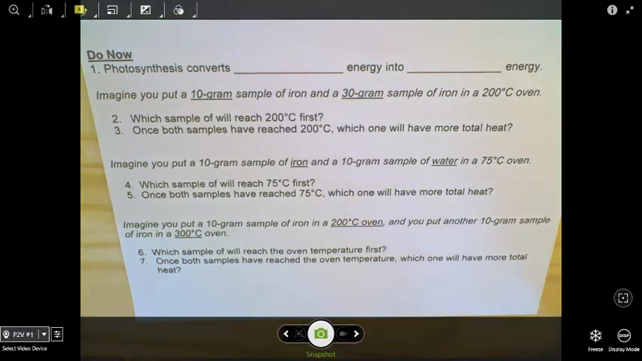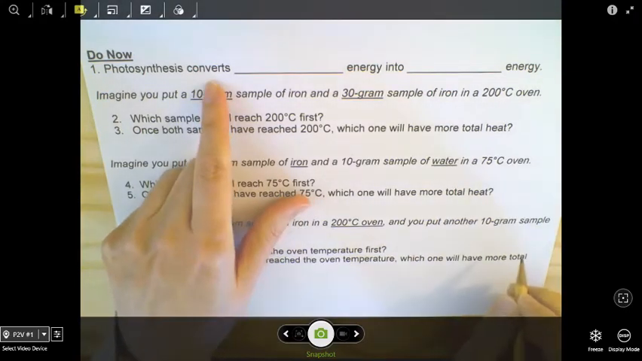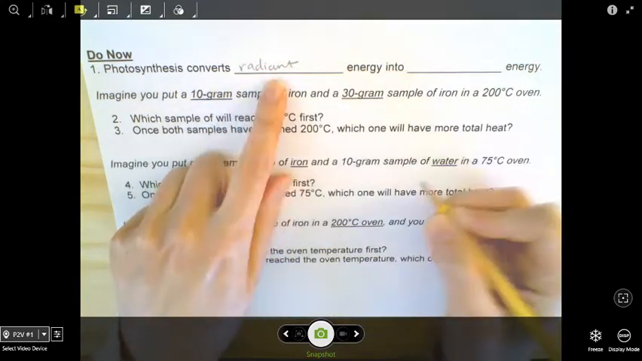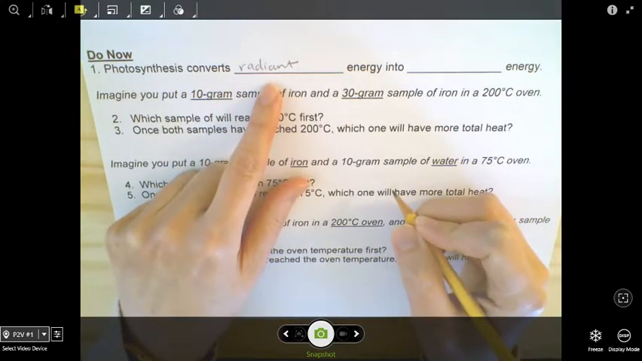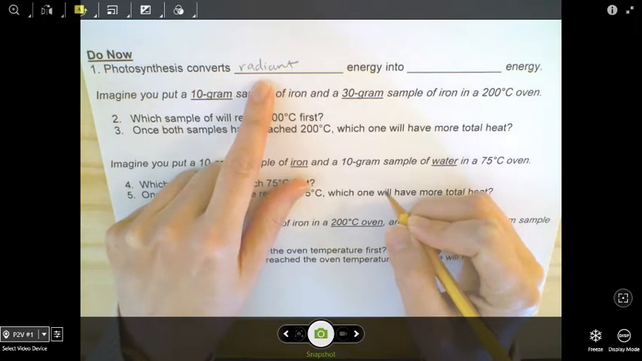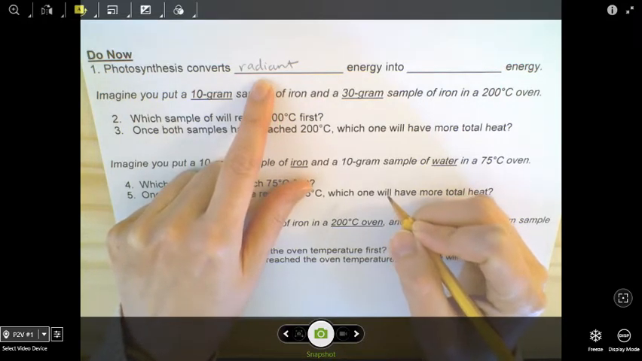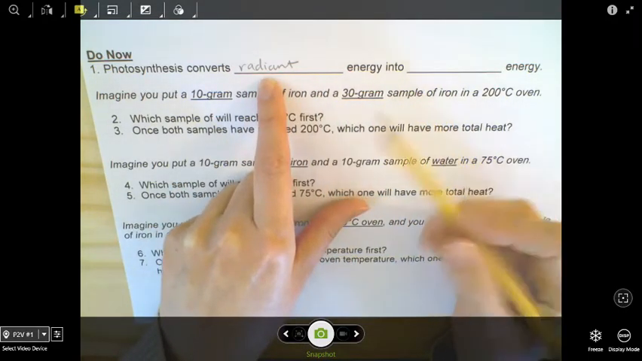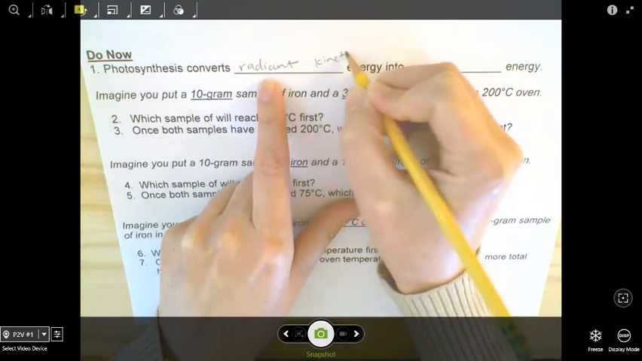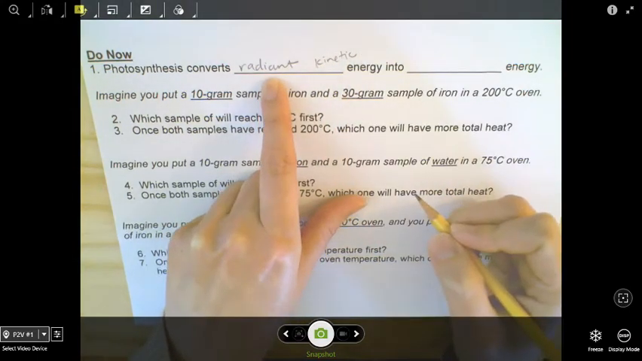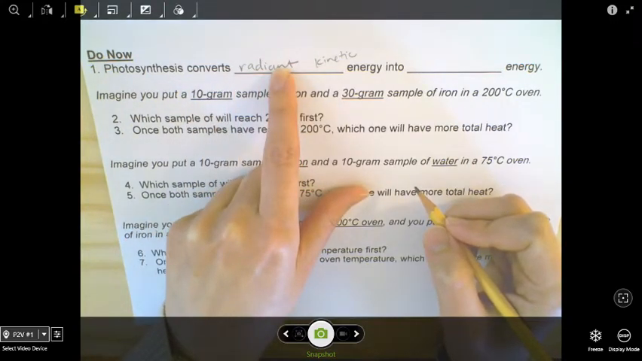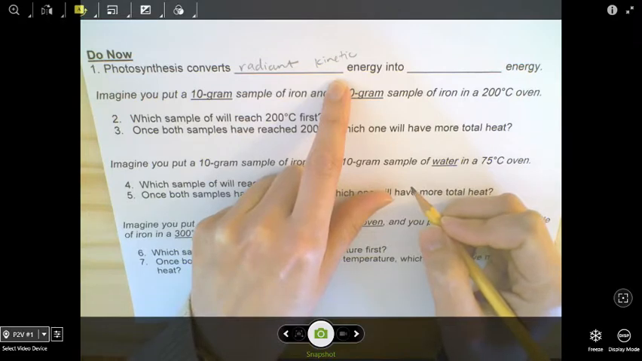All right, so number one was a review of the last objective. So photosynthesis converts the energy that we get from the sun, which is radiant energy. Remember, any electromagnetic wave is radiant energy, whether it's visible light, ultraviolet, radio wave, gamma wave, X-ray, infrared, all of those. They all have radiant kinetic energy. So you could add the word kinetic if you wanted to. And what the process of photosynthesis does is it takes that energy and converts it, and basically the plant makes its own food.